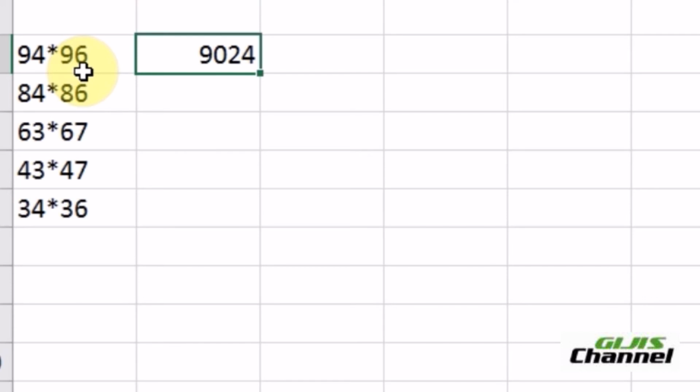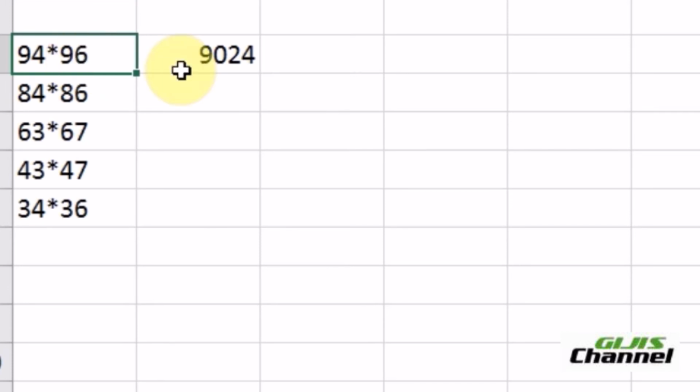Let me show you how I got the answer. In order to work with this condition, both of the numbers' tens digits should be the same. So here, 94 times 96, the tens digits are the same, because it's 9 here and 9 here. One more condition: when you add the ones place, like there is 4 here and 6 here, the added number should be 10. So here in this case, 4 plus 6 equals 10.